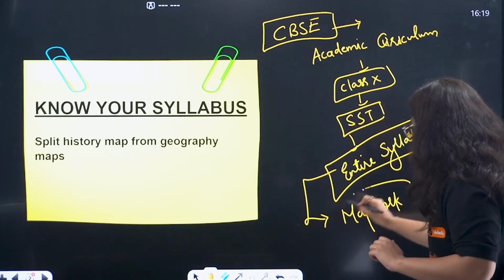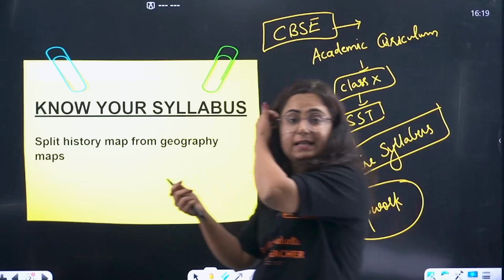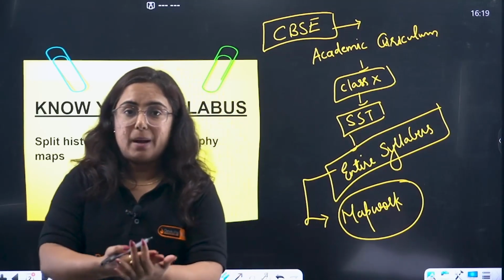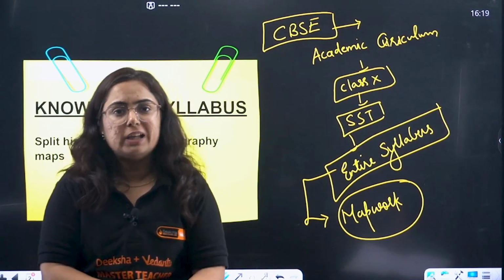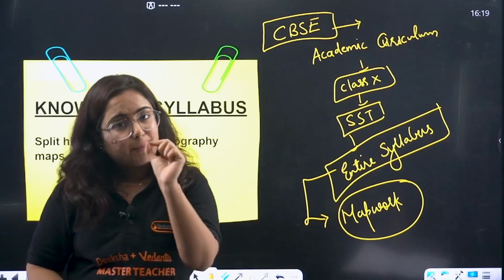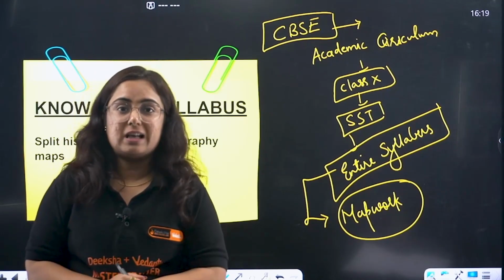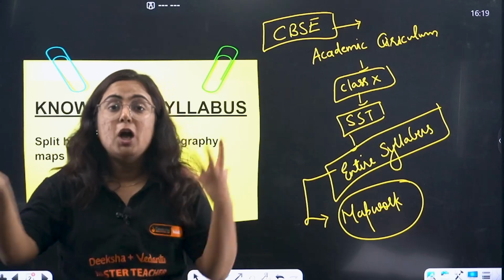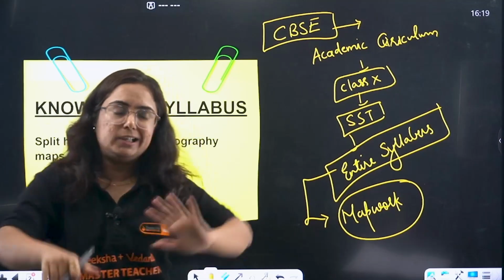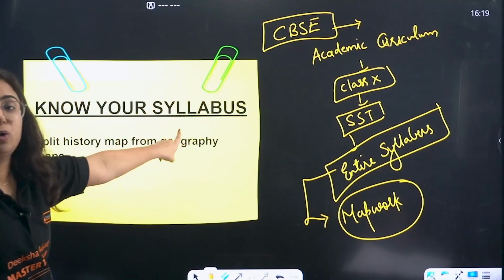There are a lot of map works, for example, there are map works in Nationalism in Europe. Do you know that? But from only a single chapter, that is Nationalism in India, map work is going to come in your class 10. So if you are wasting your time doing the wrong map, stop it right now. Follow this procedure. First, you should know your syllabus.